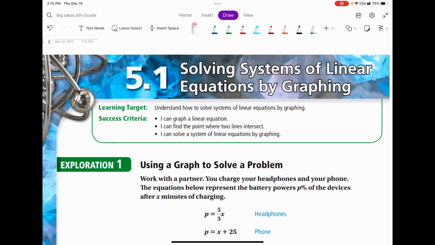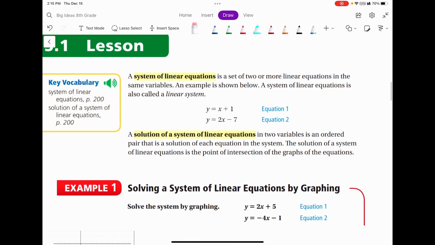So 5.1 deals with solving systems of linear equations by graphing. Now we know what graphing is because we've worked with that for many lessons by now. The system of linear equations is probably the new term for you. A system of linear equations is a set of two or more linear equations in the same variables.